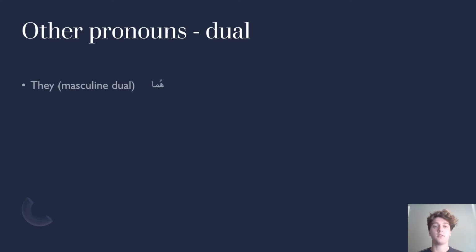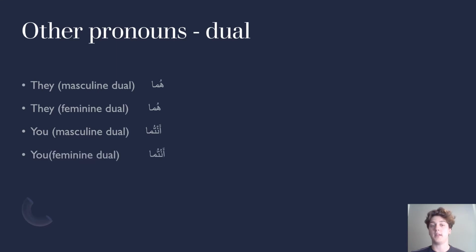So huma refers to those two masculine nouns. So it could be those two men, and that's how you refer to two men, huma. And it is the same in the feminine, so this is why it's quite easy to remember the dual pronouns. So huma again. And antuma is you in the masculine dual, and it's the same in the feminine dual. So huma and antuma. Huma, antuma.